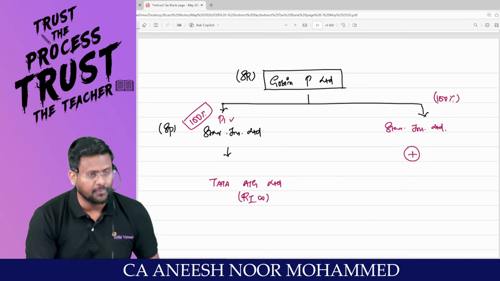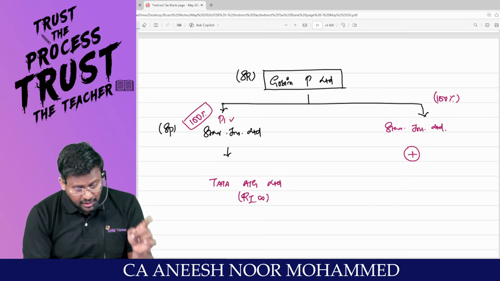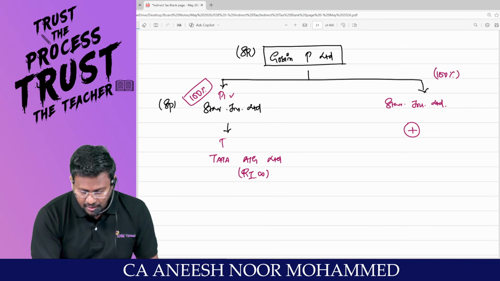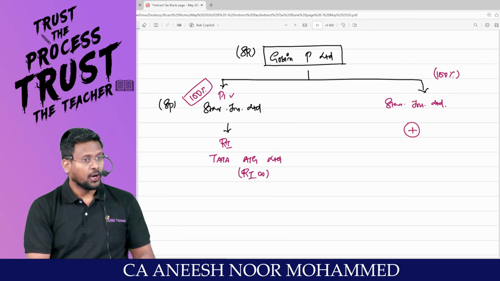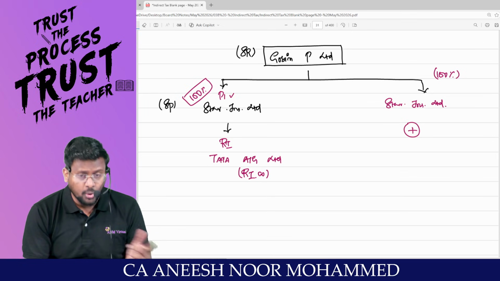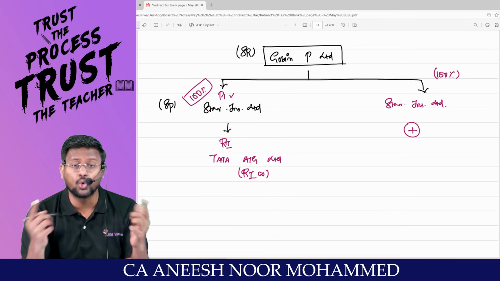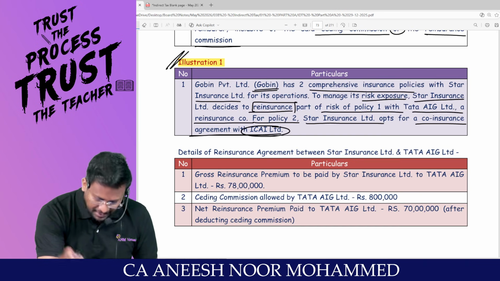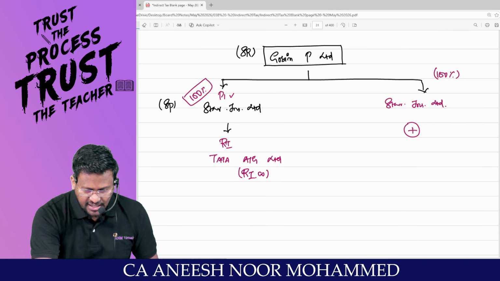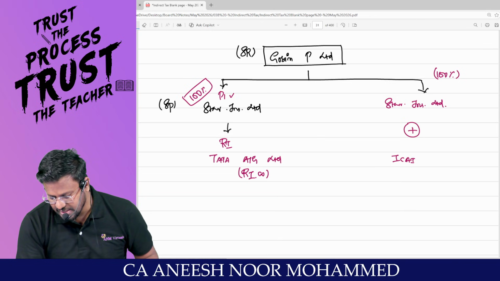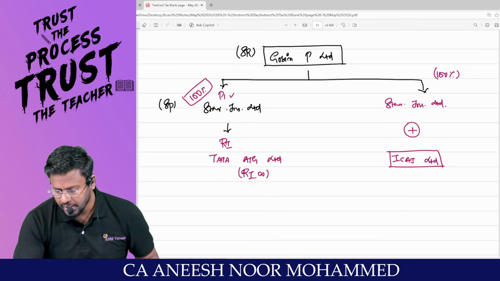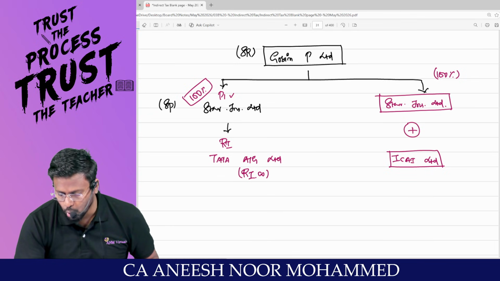Here 100% of the service has been provided by Star Insurance for policy number 1. Are you all really with me? But for policy number 1, Star Insurance Limited has taken the reinsurance. But for policy number 2, it's not reinsurance, it is co-insurance. That means Star Insurance Limited plus ICAI Limited, both are going to provide insurance services to Gopin Private Limited.